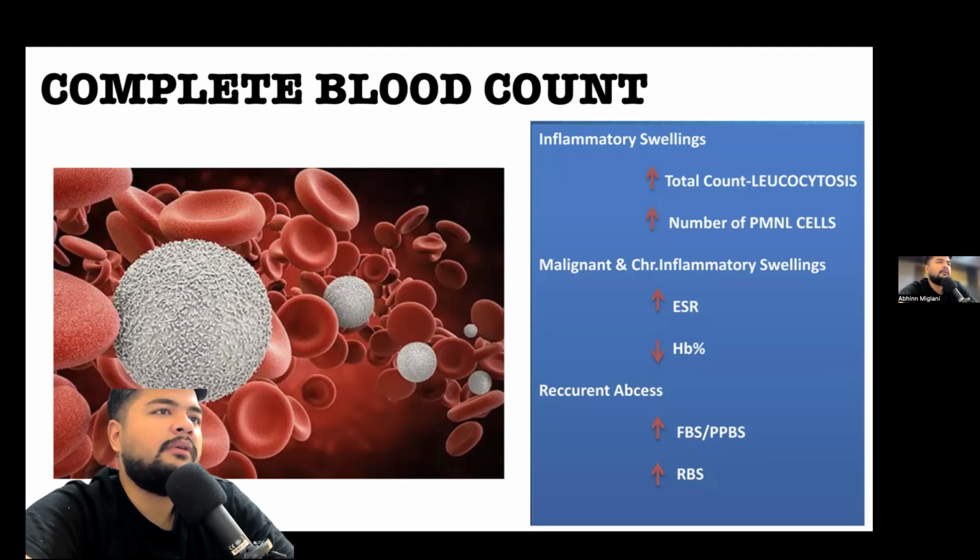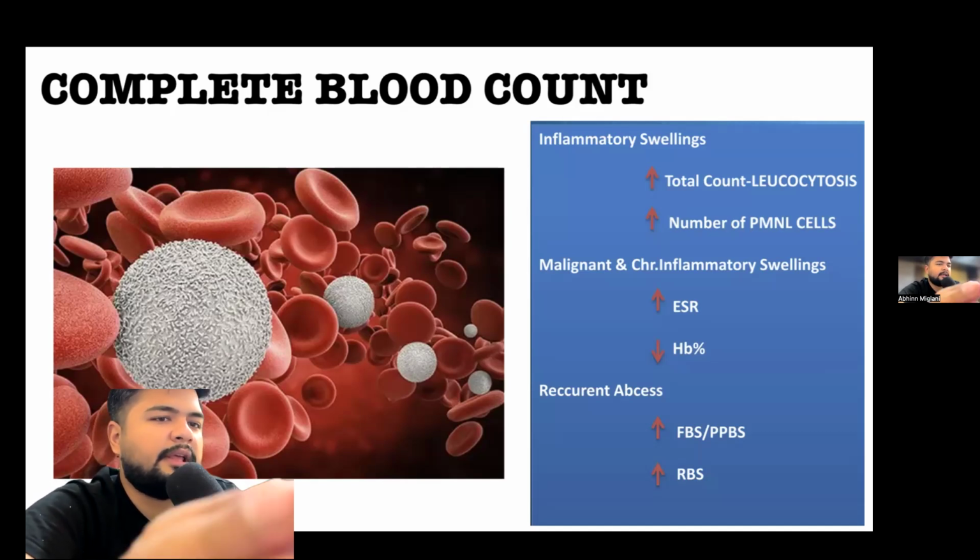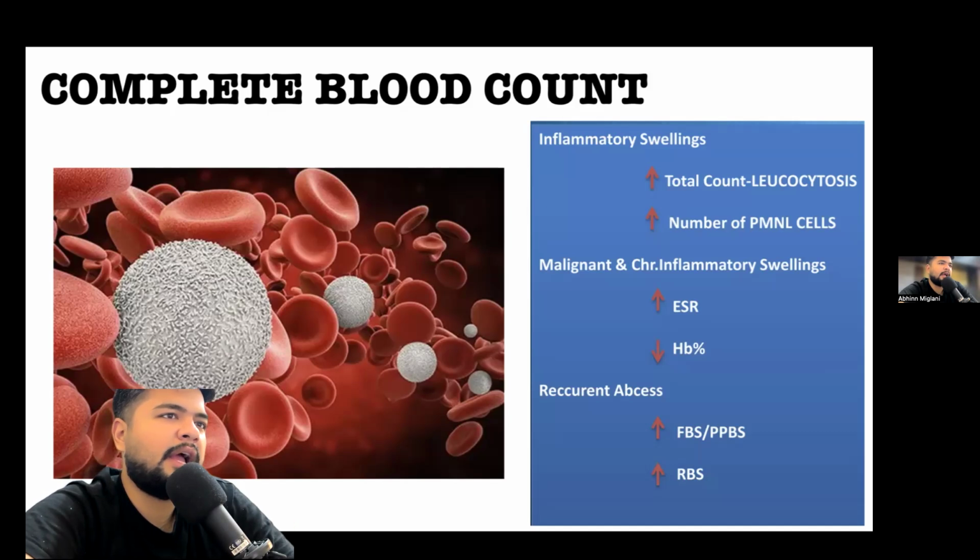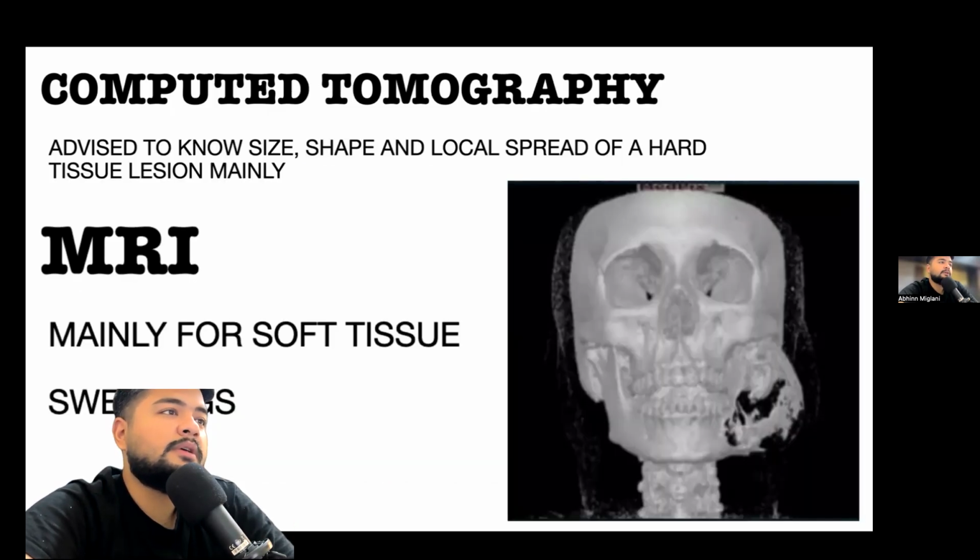Complete blood count: in inflammatory swellings, we will see the total count increase, and in malignant and inflammatory swellings, ESR increases and hemoglobin decreases. In recurrent abscess, the patient usually has high blood sugar levels. Computed tomography is advised to know the size, shape, and local spread of mainly hard tissue lesions.